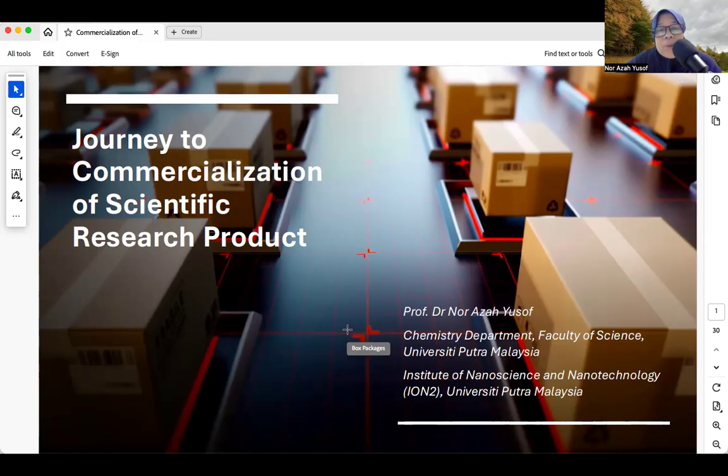So when you talk about commercialization, the definition of commercialization is different. Especially in science, commercialization in UPM, they define it as either you sell your own product, meaning that you start selling, just like you're selling foods, you're selling other things.